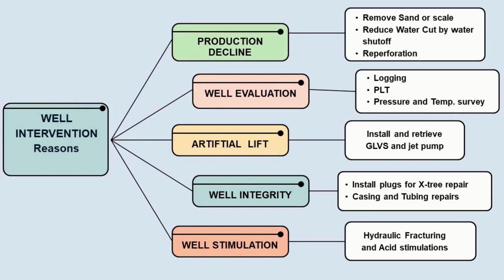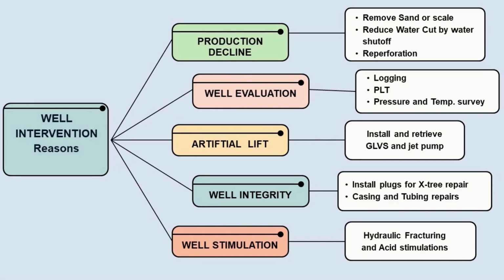Now that we know what it is, let's look at the primary drivers. Why does a well need this attention? Slide 2 breaks down the main reasons into categories. 1. Production decline and well stimulation. Sometimes, the flow of oil or gas naturally slows down, known as production decline. We can counter this with well stimulation. This could be hydraulic fracturing or acid stimulations. These are major operations designed to create or dissolve flow paths in the rock, essentially giving the oil or gas an easier path into the wellbore. We might also use artificial lift methods, like installing or retrieving gas lift valves, GLVs, or a jet pump, to help a struggling well.